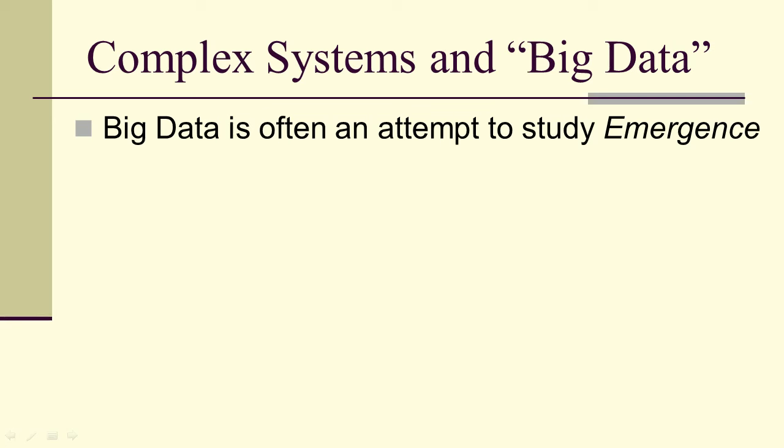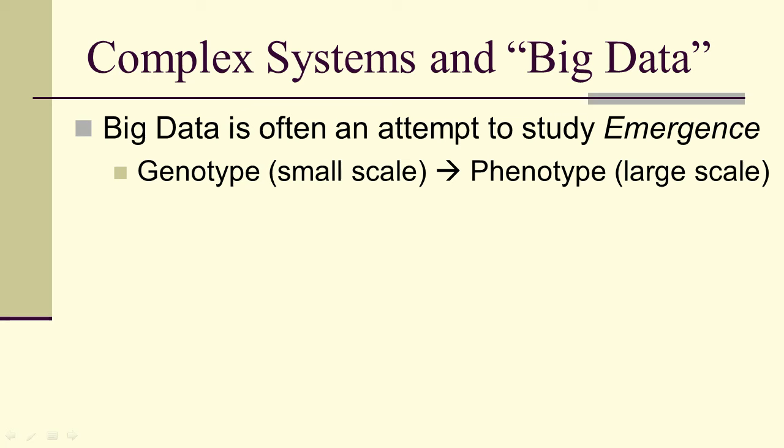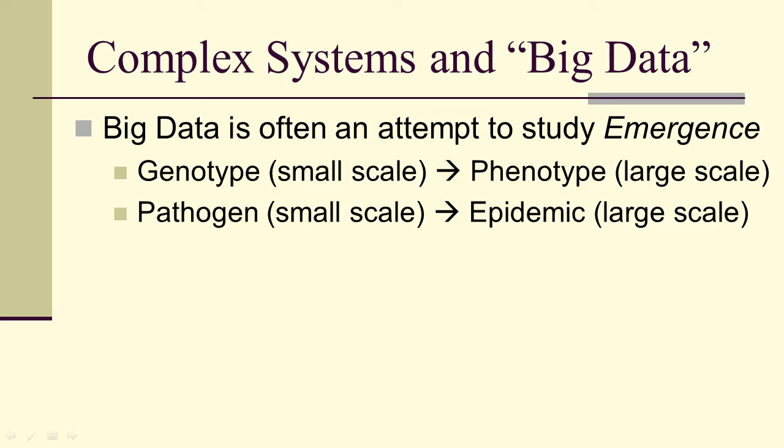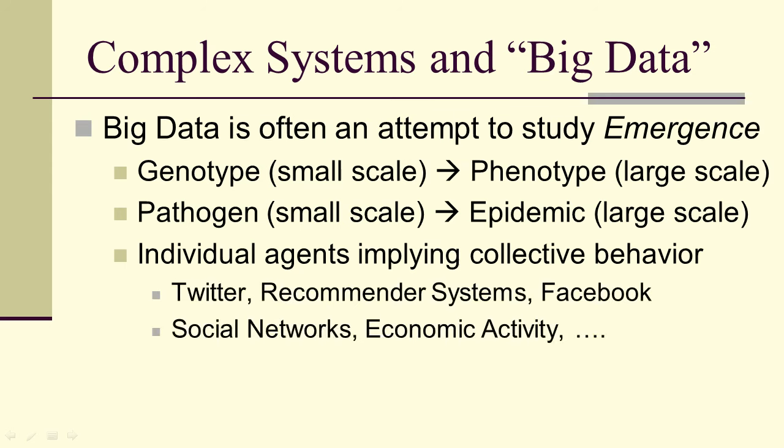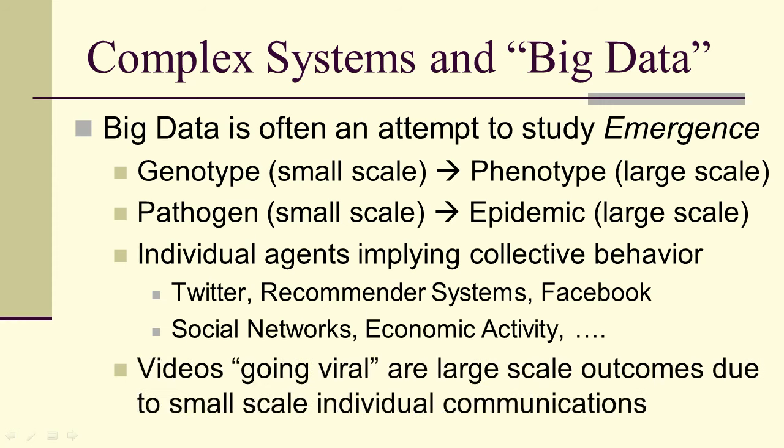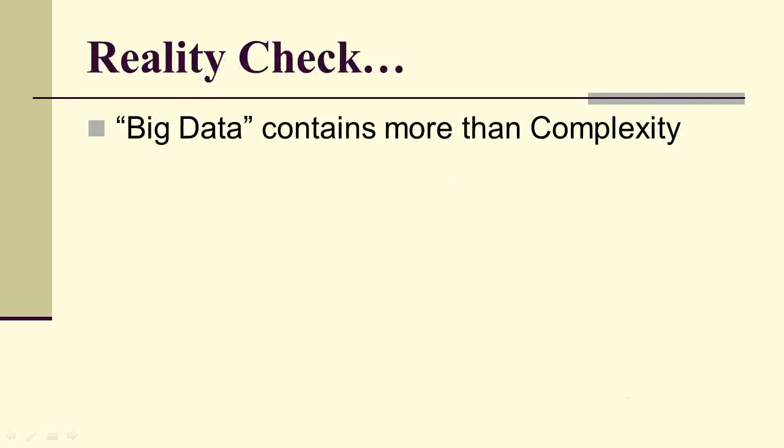So, complex systems and big data. Big data is often an attempt to study emergence. We collect data about genotype so we can say something about phenotype. We collect data about pathogens so we can say something about epidemics. Individual agents on a small scale imply a global collective behavior: Twitter, recommender systems, Facebook, social networks, economic activity. Videos going viral are large-scale outcomes due to small-scale individual communications.